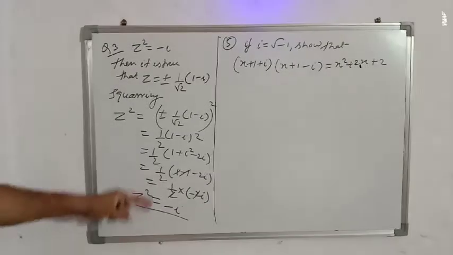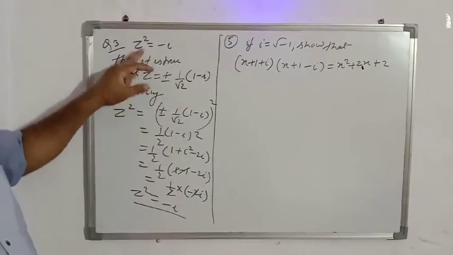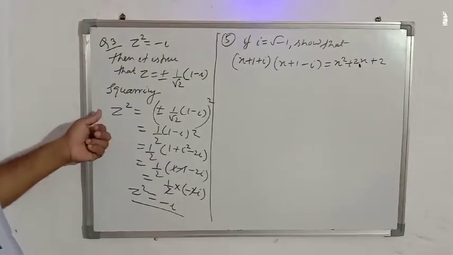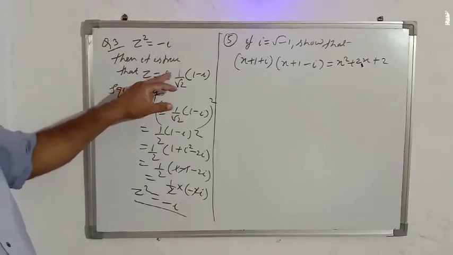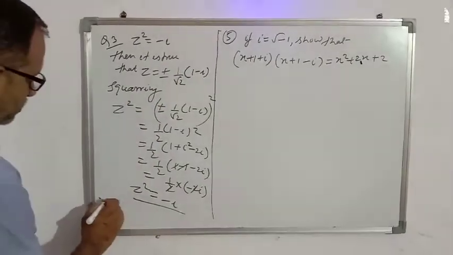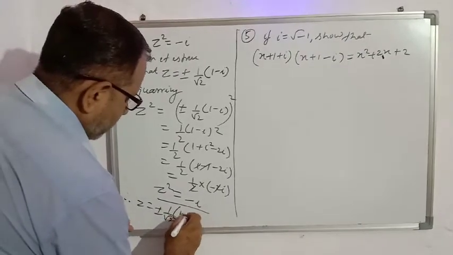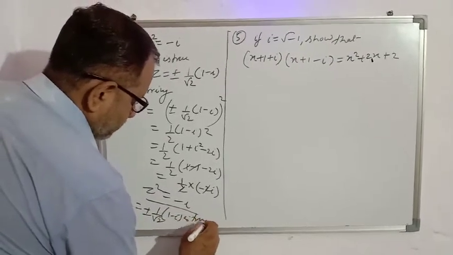So z square is equal to minus i. It means the value of this z satisfies the above equation. It means z is equal to plus minus 1 by root 2 into 1 minus i is true. So therefore z is equal to plus minus 1 by root 2 into 1 minus i, it is true.